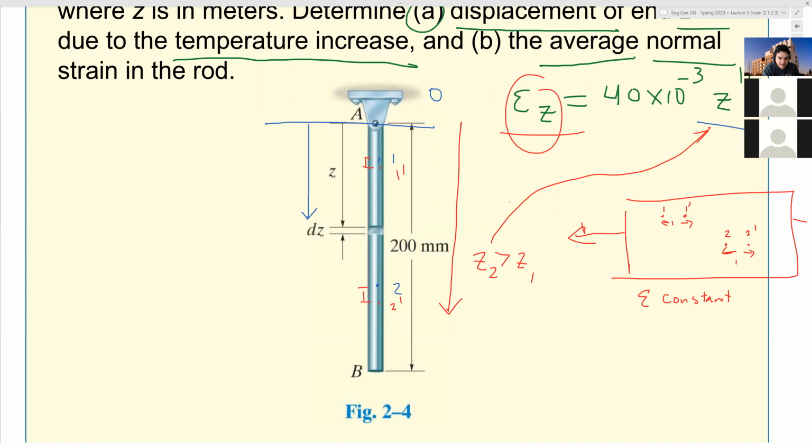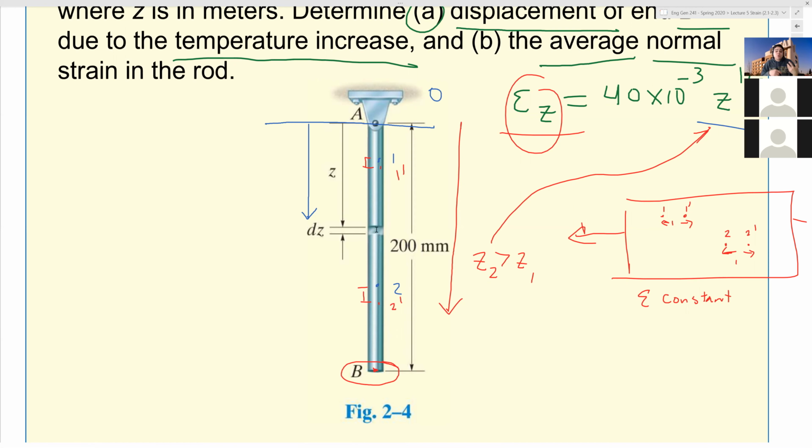But look, here's the key thing. I care about how point B moves, okay? And I want you to think about this. Doesn't B depend on every single little particle above it? So for example, if 1 goes from 1 to 1 prime, doesn't B move also? Right? Because it's attached. Remember, it's pinned at A. A, you can't move at all. I can prove that to you mathematically.